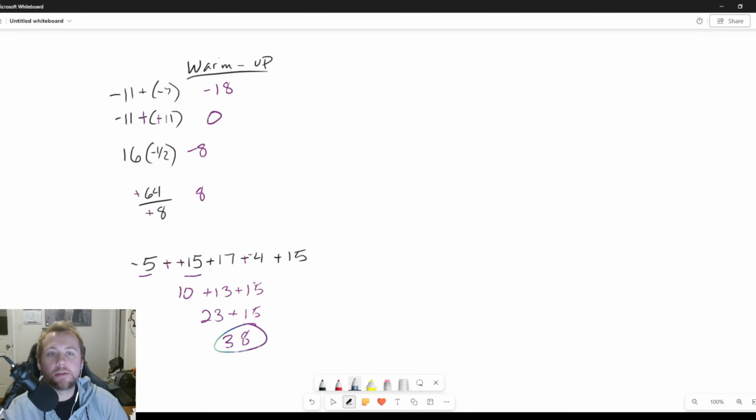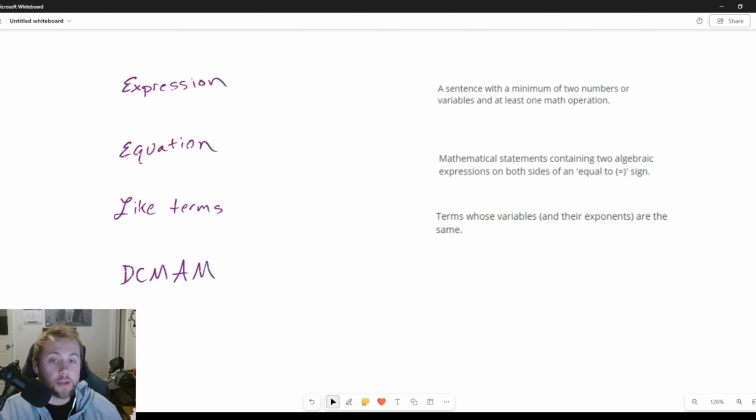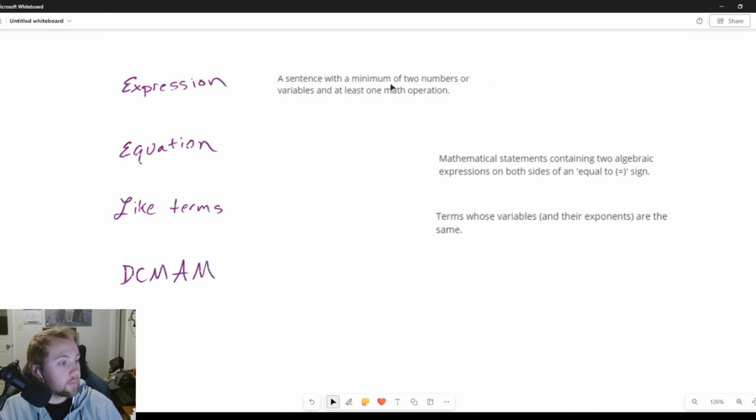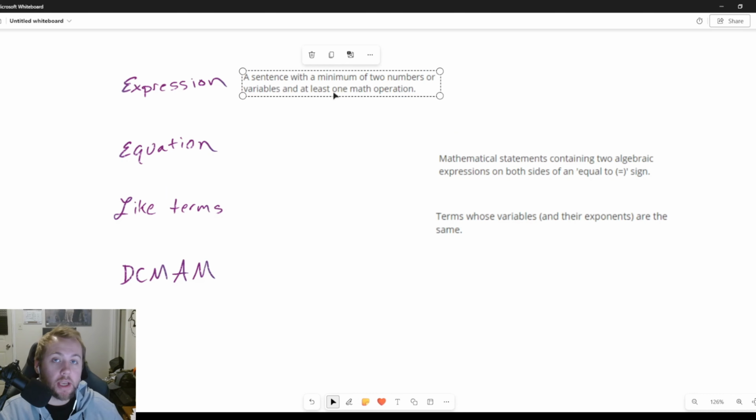Now we're going to dive into some expressions and combining like terms. So it's important that you understand the difference between an expression and an equation. An expression is where we have a sentence of a minimum of two numbers and at least one math operation. So it's going to have addition, subtraction, multiplication. Sometimes it's going to have a bunch, sometimes it's only going to have one. It really doesn't matter as long as you understand that an expression doesn't have an equal sign. An expression is just one side of our equal sign, and we're typically just combining some like terms there.